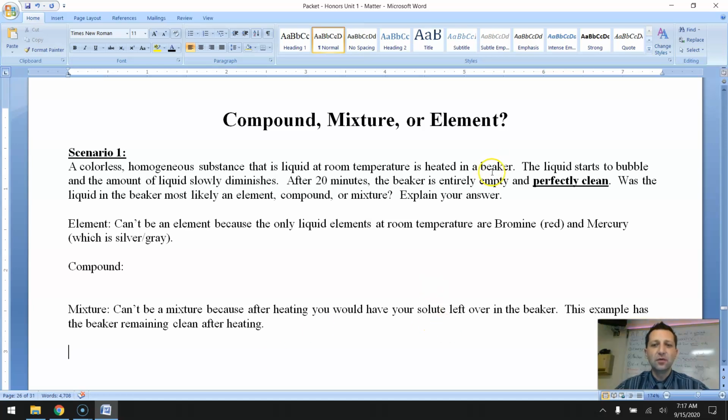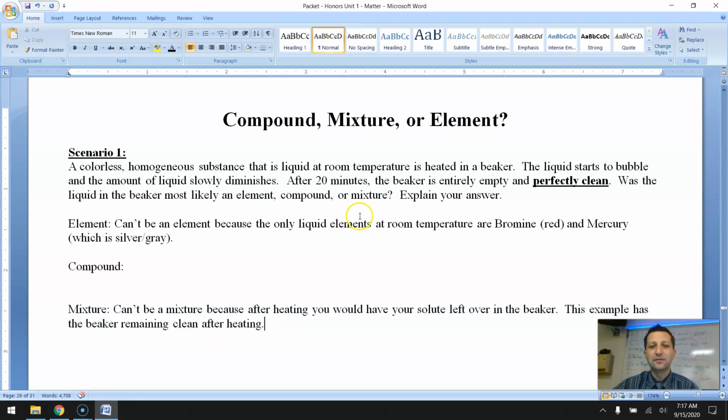If something was left over, like a white crystal substance, then yes, it would be a mixture because there was something left over. Another way to explain it would be that crystallization is a physical method of separation. So if it was separated physically, the physical methods of separation only separate mixtures, which would mean this had to be the answer, right?